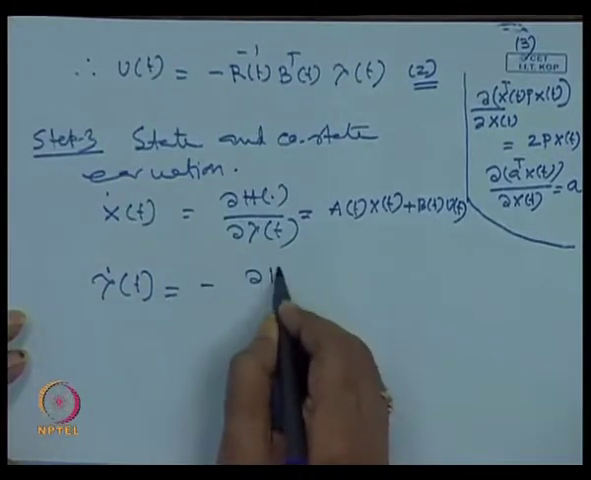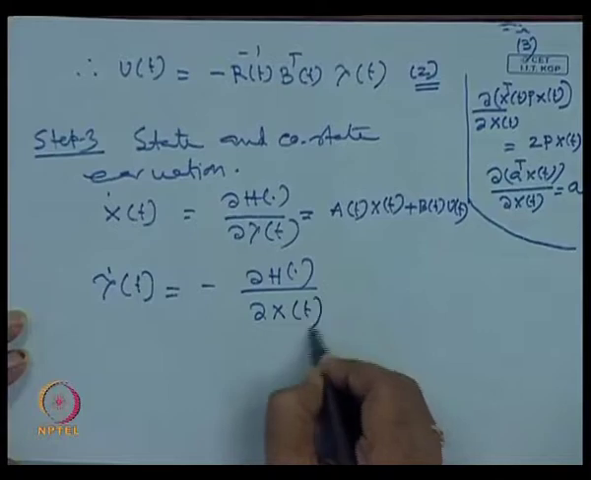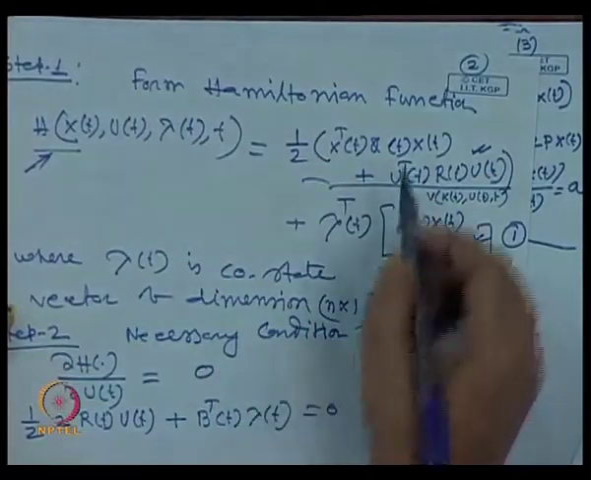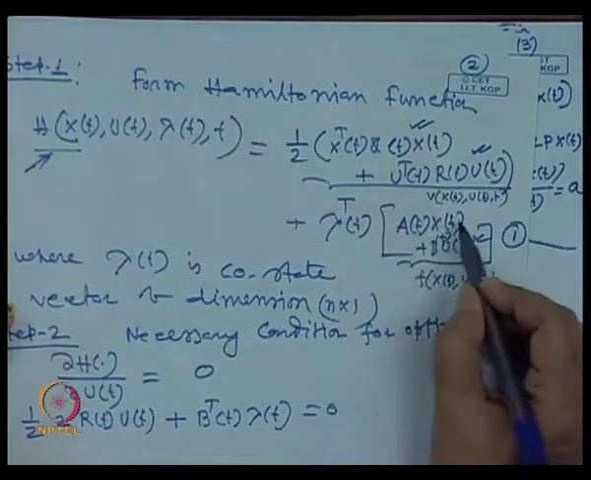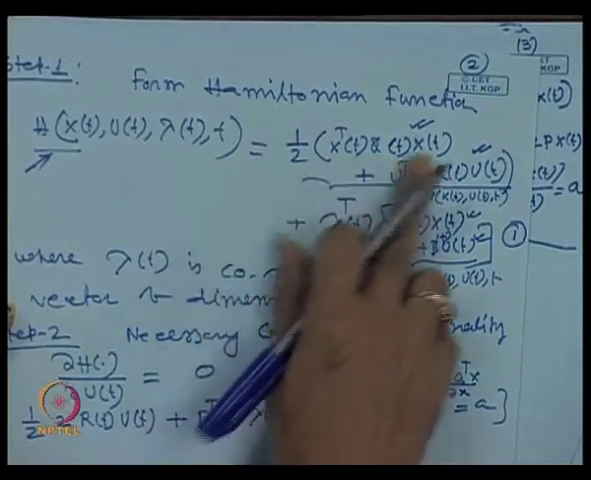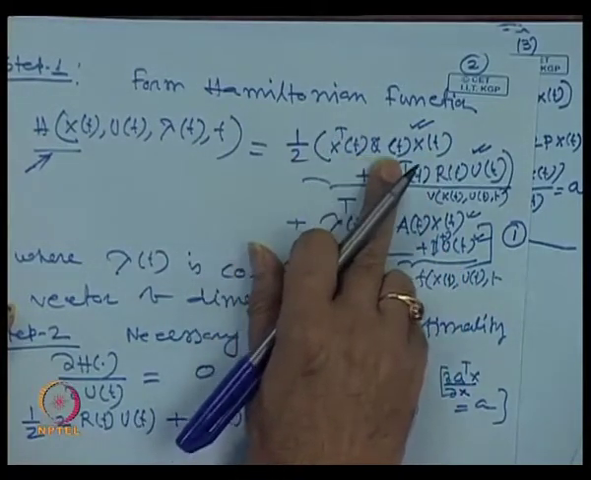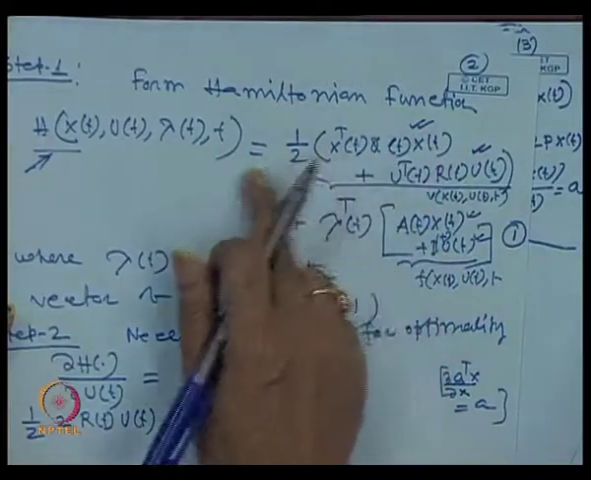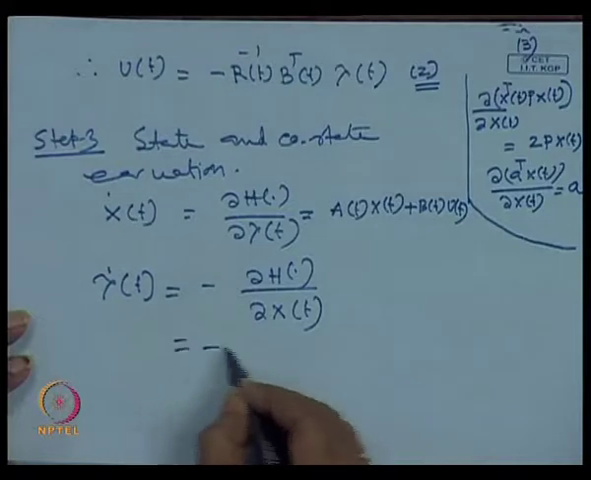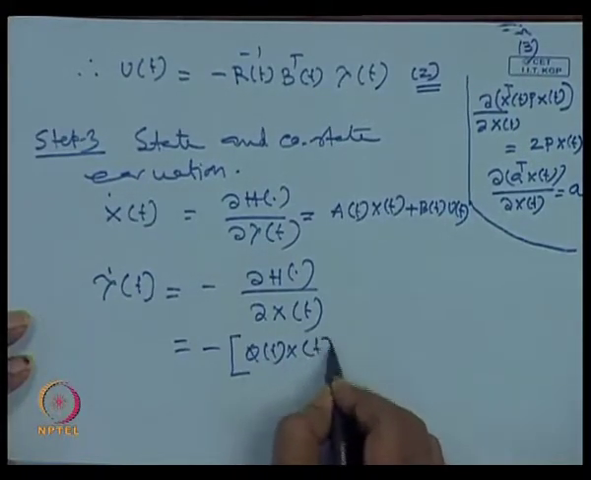minus del H del x, not dot x of t. So now I am differentiating this with respect to x. x is involved here, x is involved here. From there, the first one, if you differentiate with respect to x, you will get twice Q of t x of t, the 2 cancels, and I will get minus Q of t x of t, the first part.